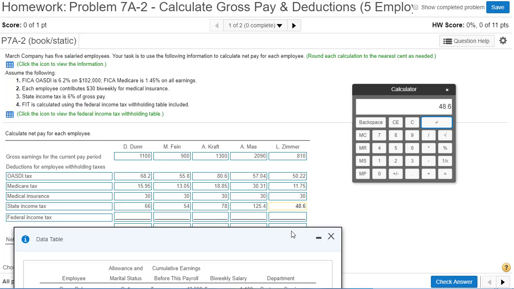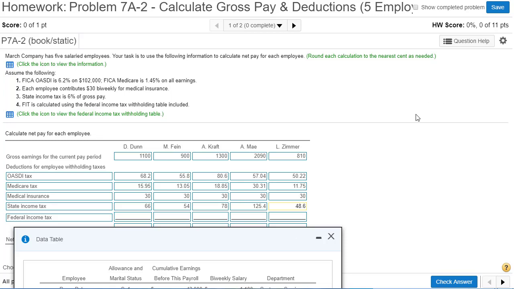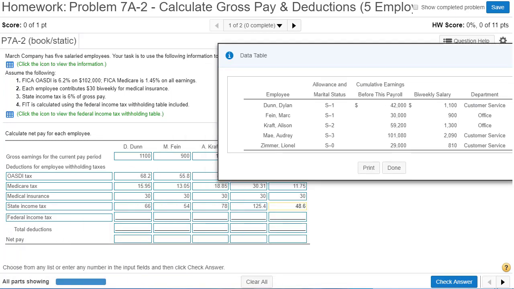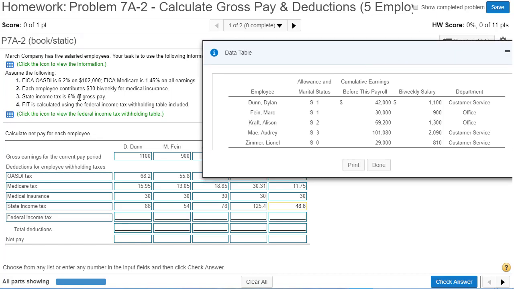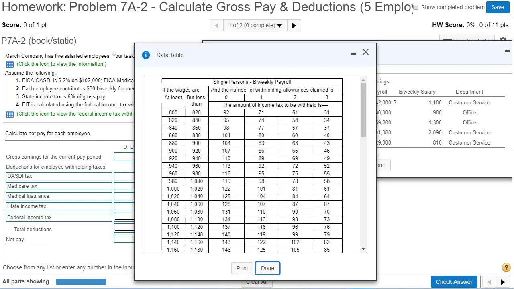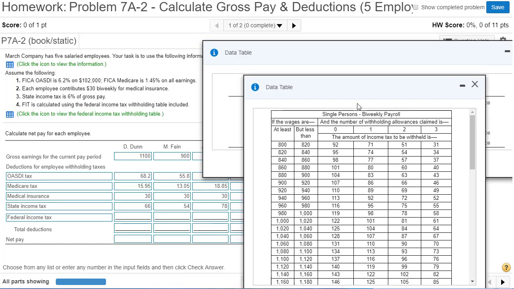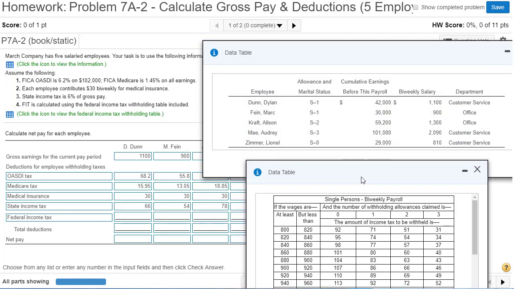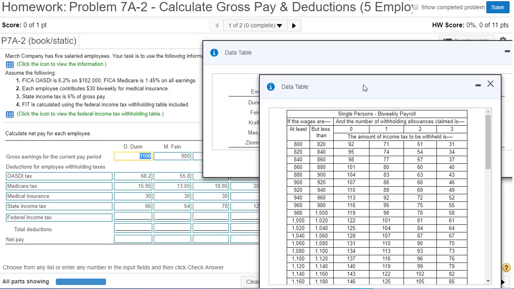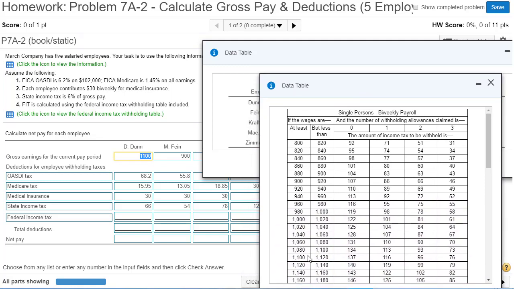And then federal income tax, we don't need the calculator anymore. We're going to need the chart for FIT. And my challenge is going to be fitting this all on the screen so you can see. So Done. We're going to have to look up 1100 on the chart. 1100 is right here. Don't use this 1100 because it says 'but less than.'